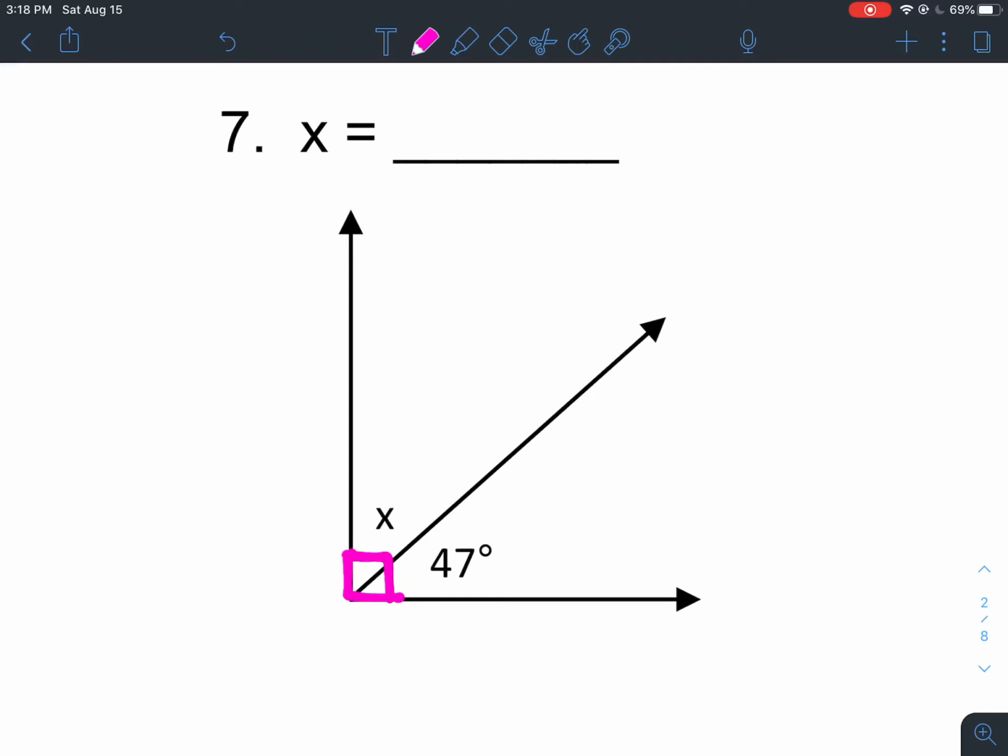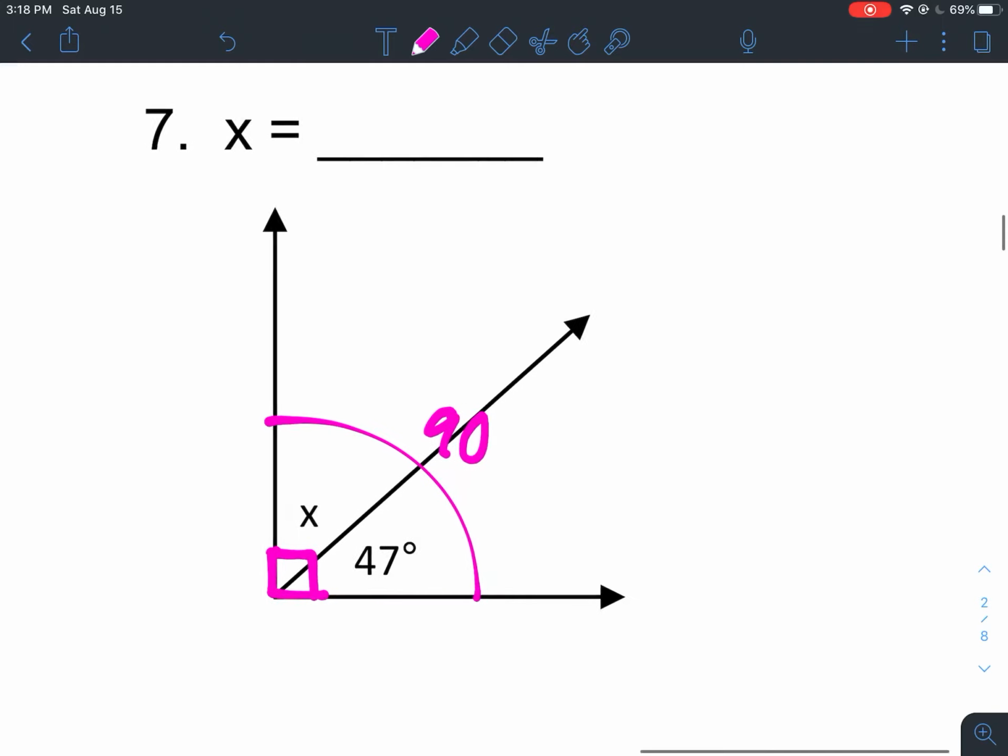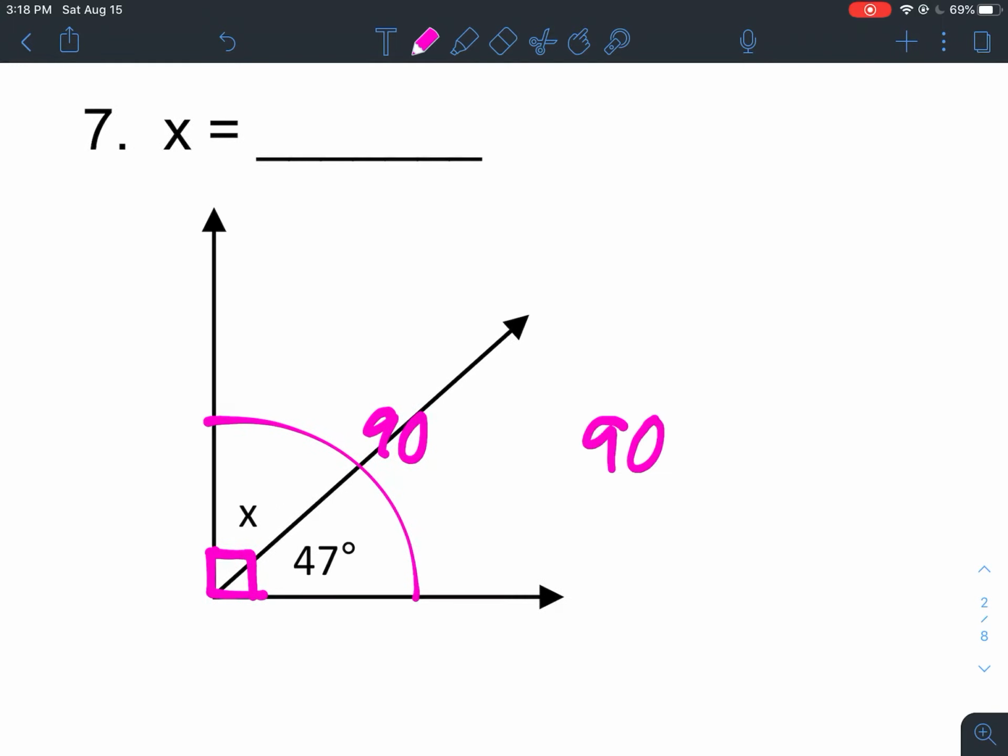And remember this little box? Do you remember what that means? That means a right angle. That means that this big angle here is 90 degrees. So to get X, we're simply going to do 90 minus 47, and that would give us 43 degrees.